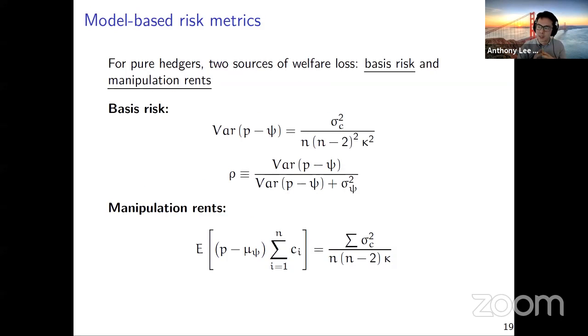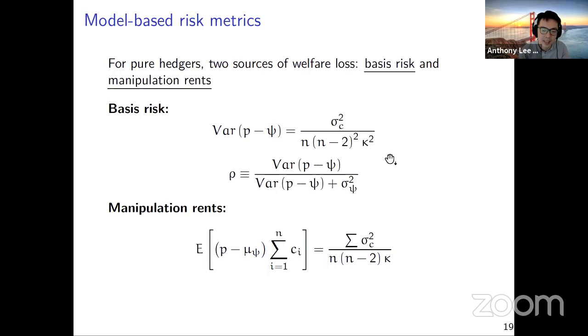Measuring welfare for spot traders empirically is fairly complicated. There's a lot of parameters involved. However, measuring welfare losses for pure hedgers, so USO, Robinhood, sort of the agents who buy contracts but don't buy things in the spot market, that's actually fairly simple. You can isolate two sources of welfare losses that agents face. So pure hedgers lose welfare because prices are risky. So there's a variance of the settlement price around the risk factor.